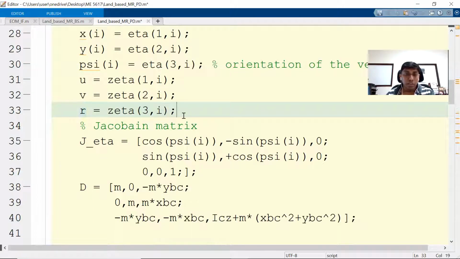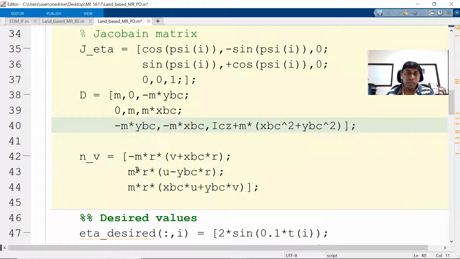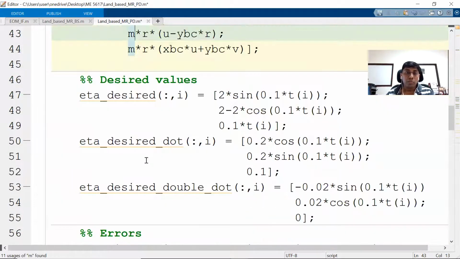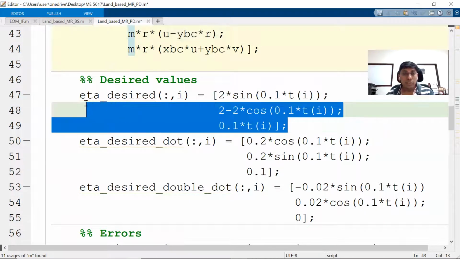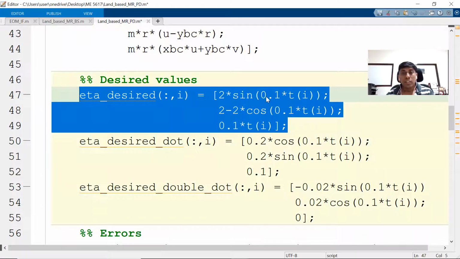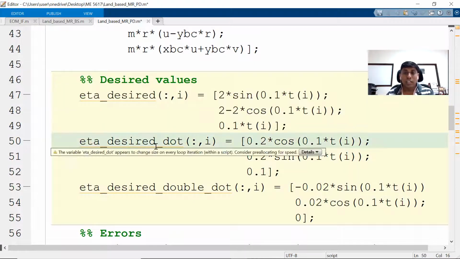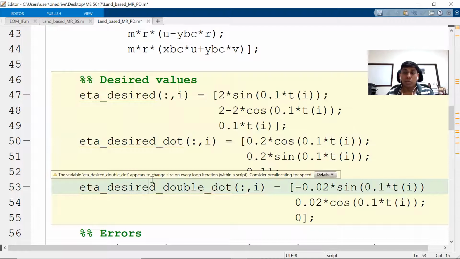Now the Jacobian matrix, you can say it is updated. How can we write it? Since we are trying to follow position tracking, or trajectory tracking, in the inertial frame, we have to use a Jacobian transpose in those terms. That is what we are trying to bring in. Now we will use the inertia matrix and the other vectors. Now we will come to the desired value, where eta desired is given as a simple circular profile, with the vehicle aligned with the line of action. Then eta desired dot is also given, and eta desired double dot is also given.